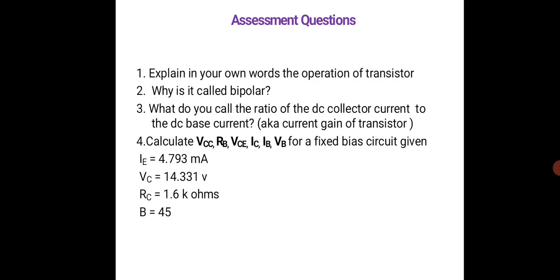And I think that this video lecture would have helped you to explain the operation of a transistor and why it is called bipolar, and you will be able to tell the ratio of DC collector current to DC base current. So we have seen IB to IC, which is obviously the current gain of a transistor. And similarly, you will be asked certain small problems giving a fixed bias circuit.